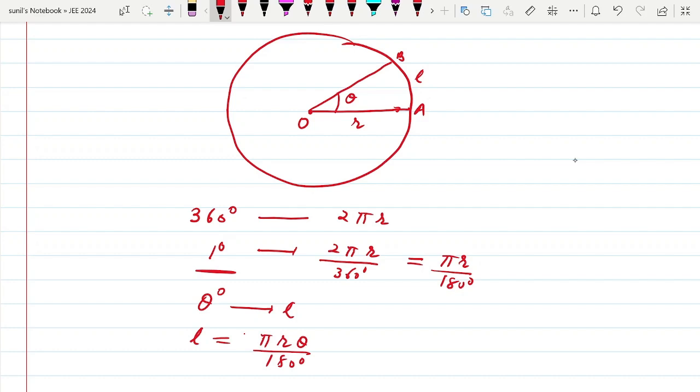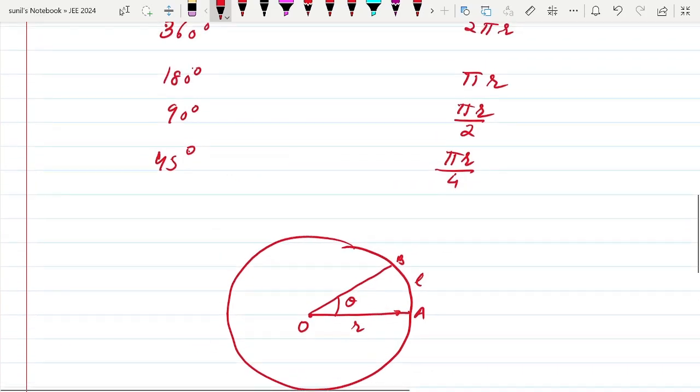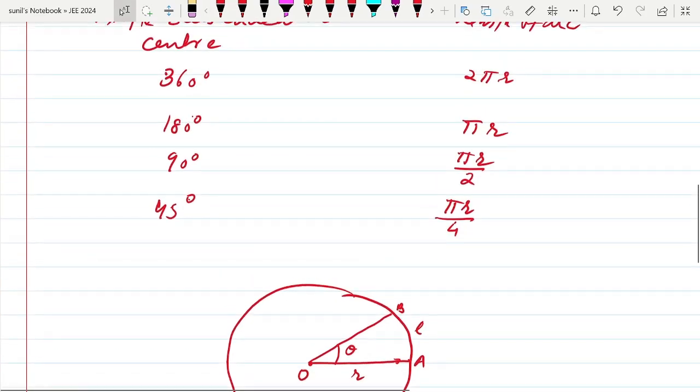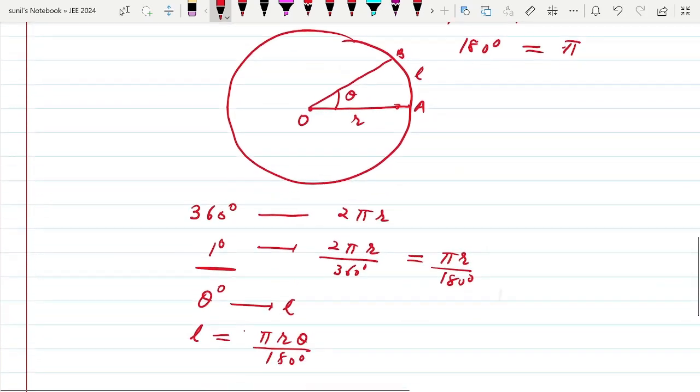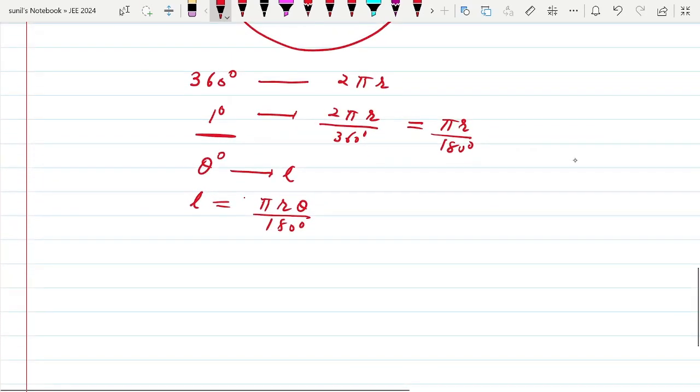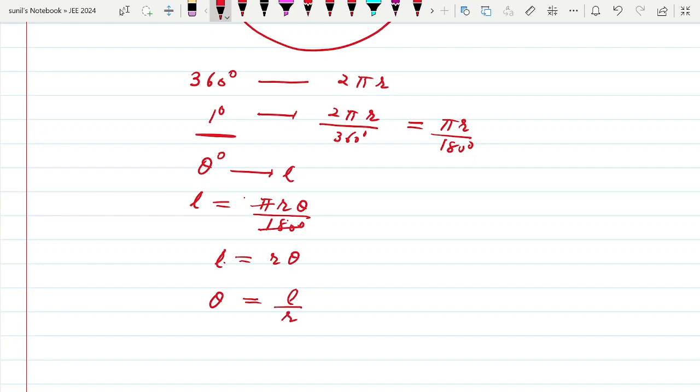Now try to understand it here. If I take r equal to 1, then 180 degree is equal to pi, and the length of the arc is pi. So by using this, it will get cancelled. So we define the length of the arc as r into theta. Then this theta is L by r. This is the radian measure of the angle.